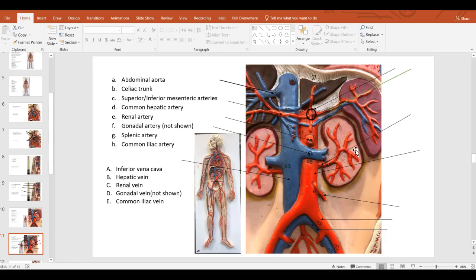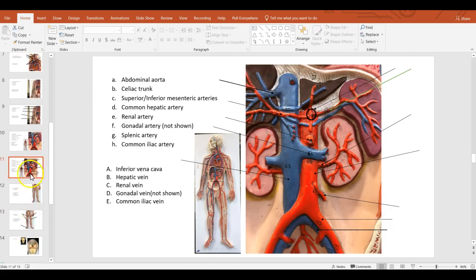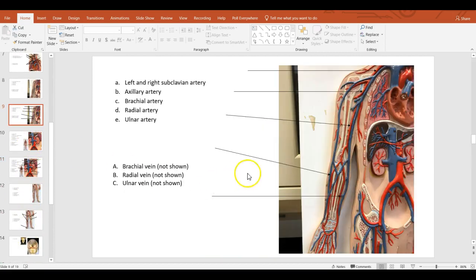So if it's a blood vessel with an organ in the name, like splenic, renal, hepatic, then it's individually serving the spleen, the kidney, or the liver. If it's a blood vessel that simply exists in a given part of the body, like the brachial artery in the arm, then if you identify the brachial artery, you just say that the brachial artery delivers blood to the arm.